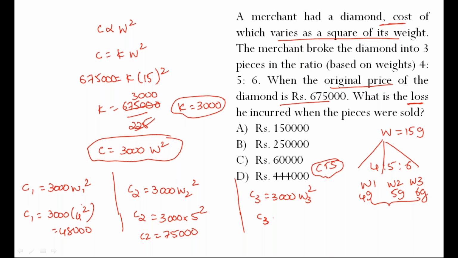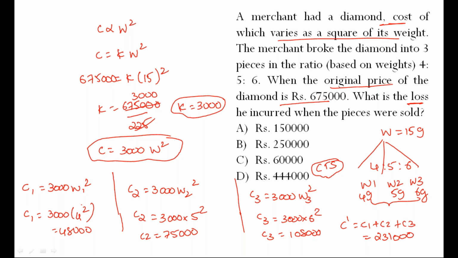Third piece is 3,000 into 6 square, which is 36, so we'll get 1,08,000. Now see this, guys. What is the price after dividing into 3 pieces? If you add all these 3, this is the new price after being broken into 3 pieces. This is 2,31,000, right?